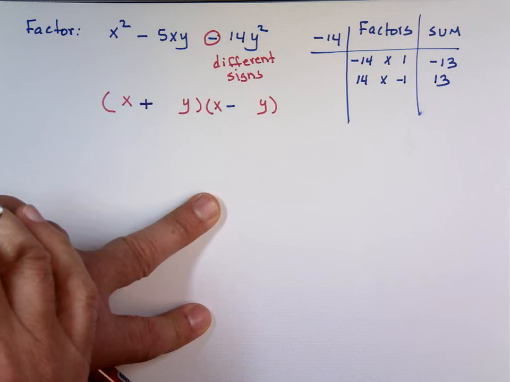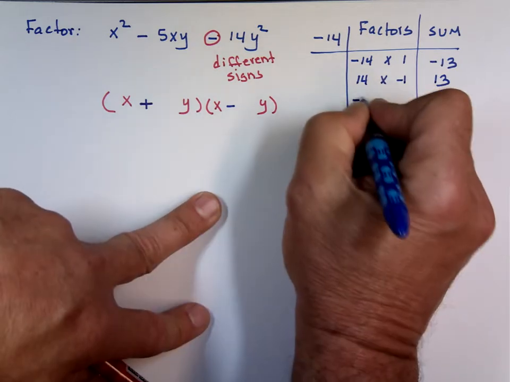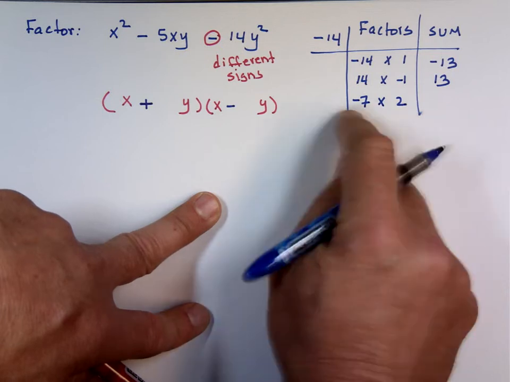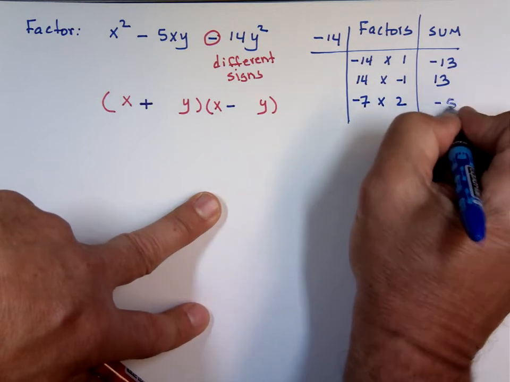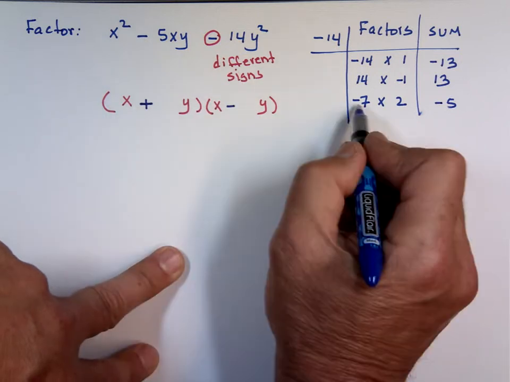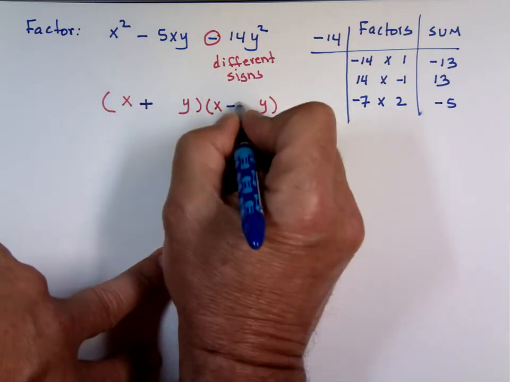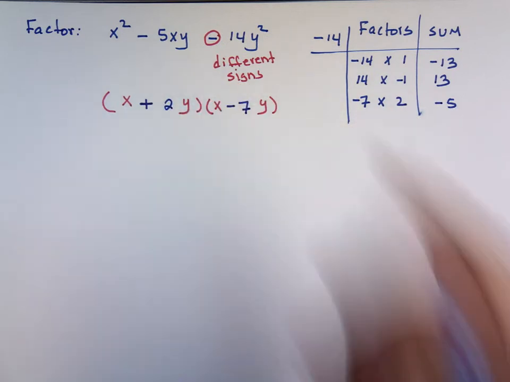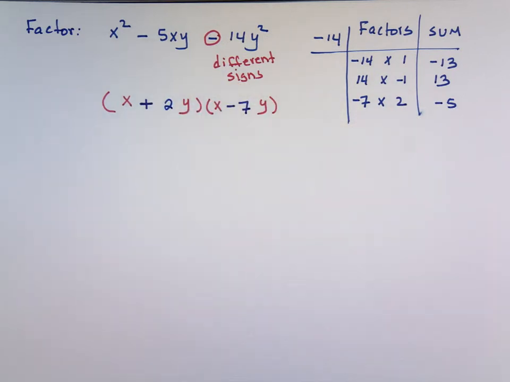How about negative 7 times a 2? When you add them, that's a negative 5. And perfect, that's what you want it to be, negative 5. So the negative goes with the 7. The positive goes with the 2. x plus 2y, x minus 7y.